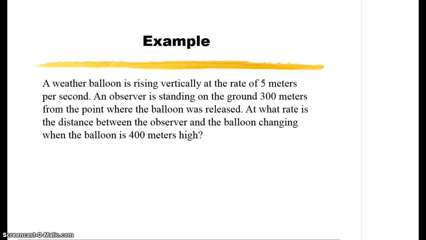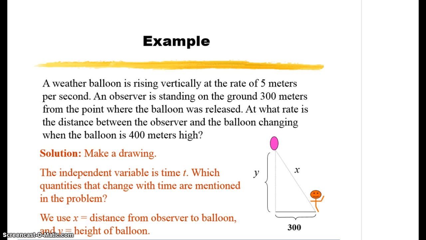So here's an example. A weather balloon is rising vertically at a rate, the word rate means that we have some sort of a derivative here, 5 meters per second. So this tells us how one variable, the vertical height in this case, the vertical rise, is changing with respect to time. It says an observer is standing on the ground 300 meters from the point where the balloon was released. At what rate is the distance between the observer and the balloon changing when the balloon is 400 meters high? So getting a picture going is an important part of the process here.